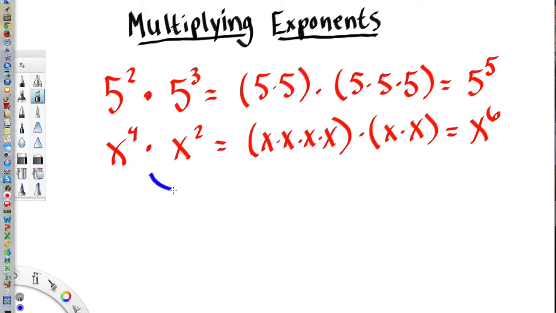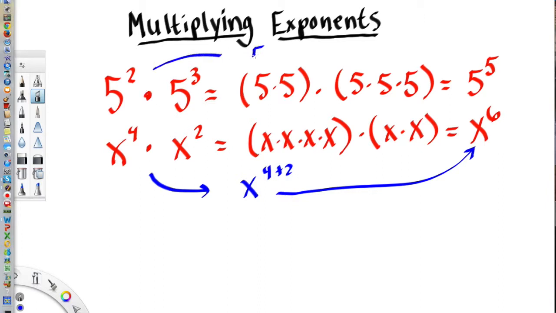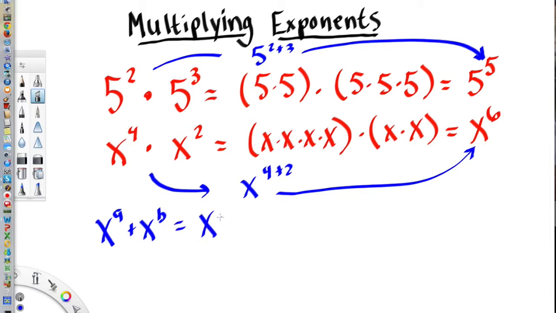To get from here to here, all I have to do is say that it's equal to x to the 4 plus 2 power. That will give me x to the 6th power. The same is true up here. This is really just 5 to the 2 plus 3 power, which will give me 5 to the 5th power. So, x to the a power times x to the b power is always going to be equal to x to the a plus b power.